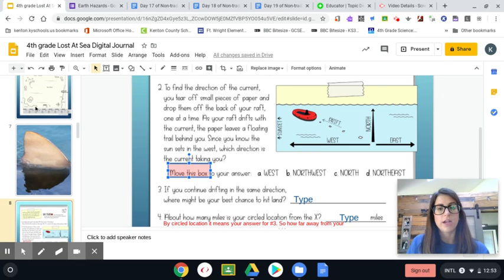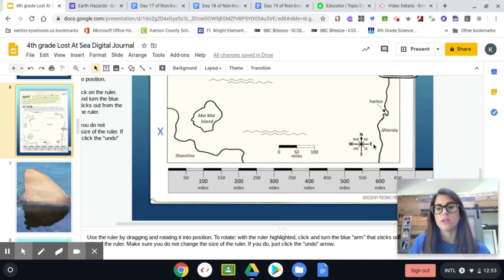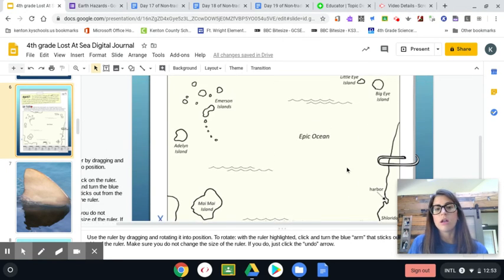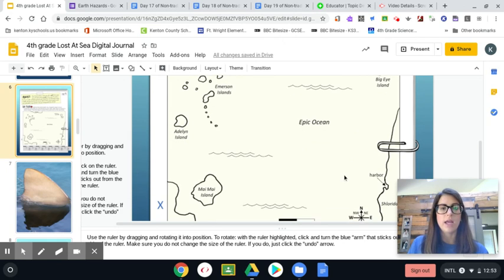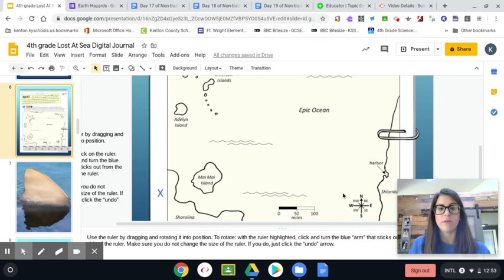So to answer that, you're going to come up here. Again, you're going to want to use the compass down here, and you're going to look all around the map to figure out what island you're going to have the best chance of hitting since you are sailing in a certain direction.